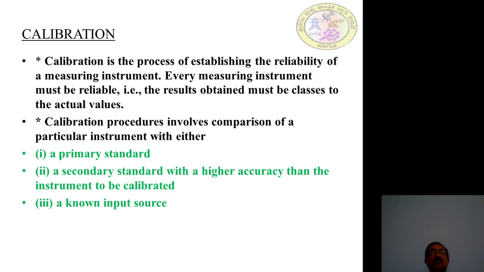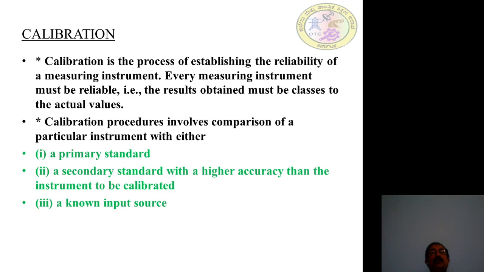Known input sources. As I told in the previous slide, the simple calibration procedure is to take 1 kg of weight and keep it on your weighing machine. If it shows 1 kg, then your weighing machine is perfectly alright. Suppose it shows 950 grams, then 50 grams is the error. Then you have to repair the weighing balance. That is nothing but a known input source.